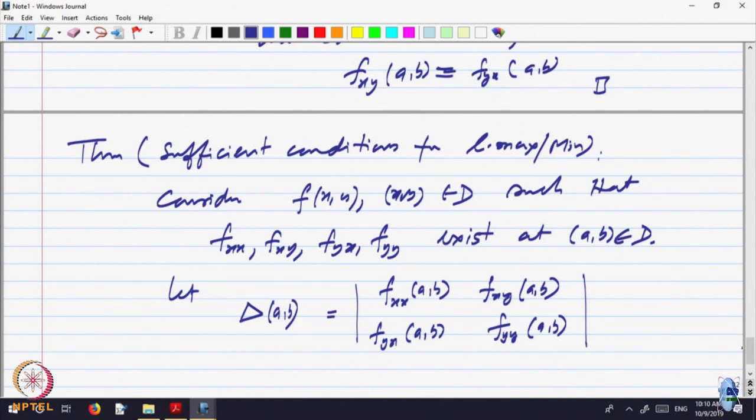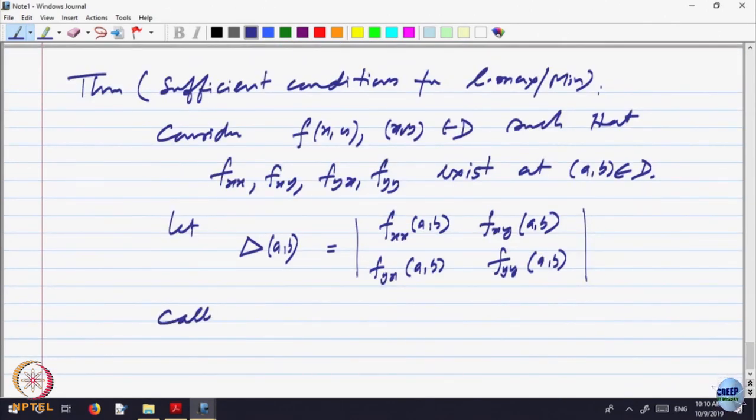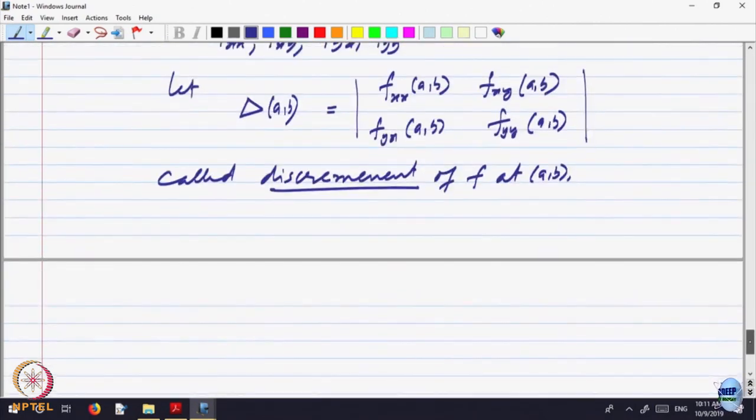This determinant is called the discriminant of f at the point (a,b). Calculate this quantity, you will get a number, right? So the test is in this number. So let us write what the test is.